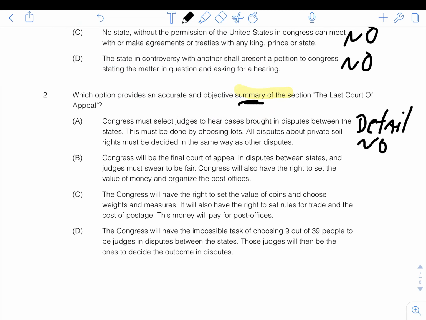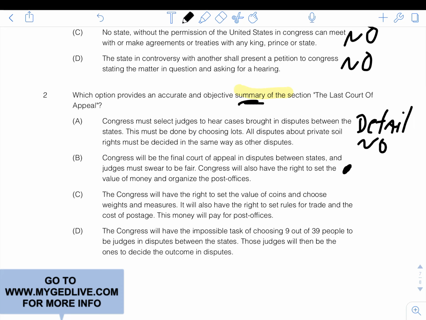B, Congress will be the final court of appeal in disputes between states, and judges must swear to be fair. Congress will also have the right to set the value of money. So I'm going to hold that one. We'll have to go back up to the text. The Congress will have the right to set the value of coins and choose weights and measures. It will also have the right to set rules for cost of postage, and this money will pay for the post office. So I'm going to hold that one because I'm not sure.